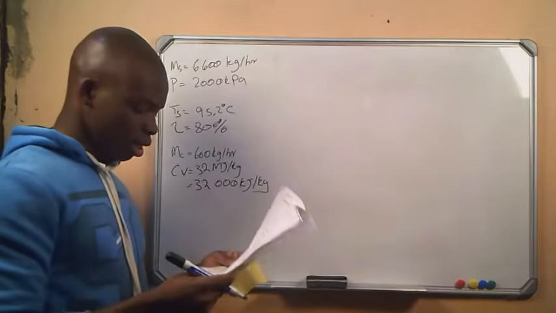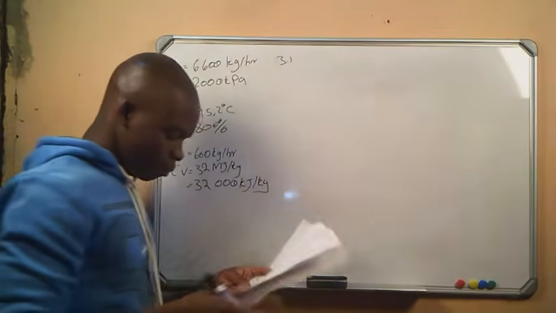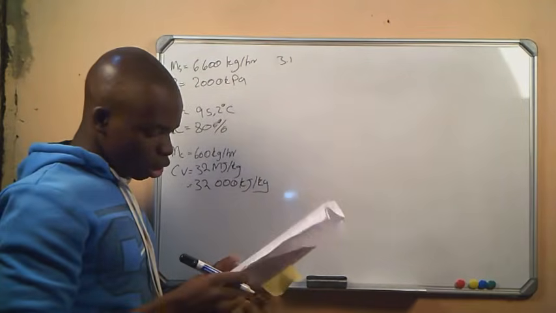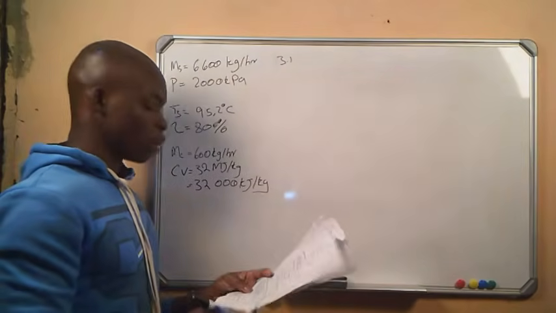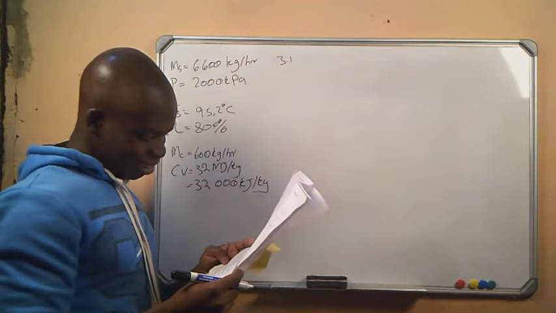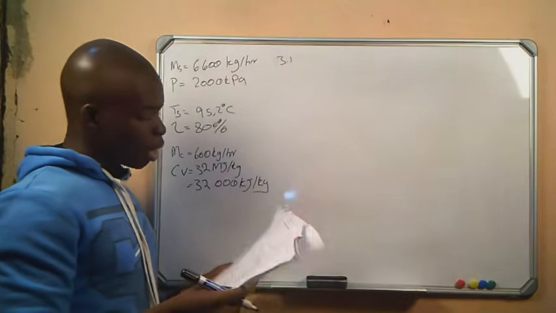Everything is here, and then they say question 3.1. Calculate the following using the steam table. So we will be using the steam table here as well. The enthalpy of steam produced by the boiler.